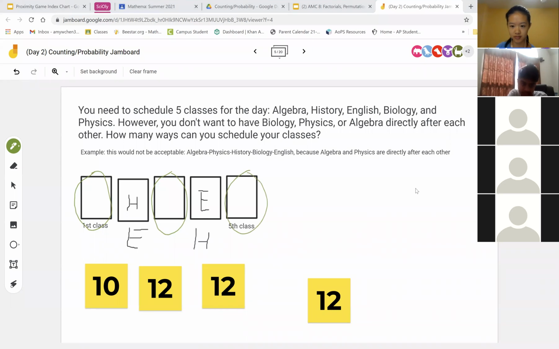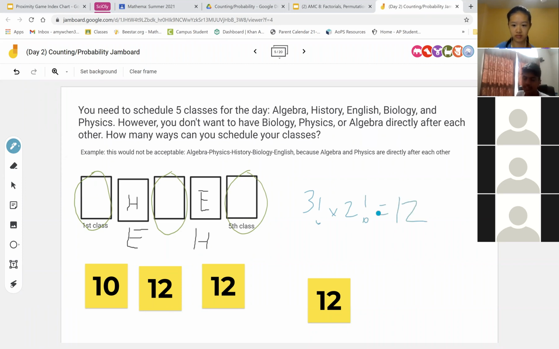Exactly, 3 factorial or 6. But now we have two other classes. How many ways can we arrange those two other classes? 2 factorial. So what's our answer? 2 times 3 factorial is 12. It looks like you worked that out, Arjun. That's really good. Good job, guys. Yeah, the answer is 12.